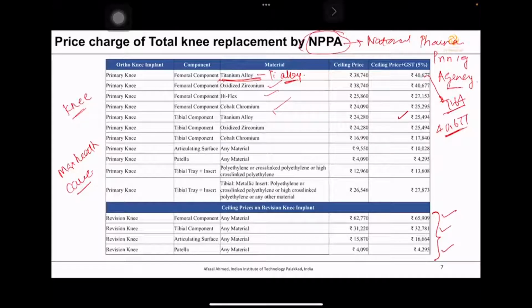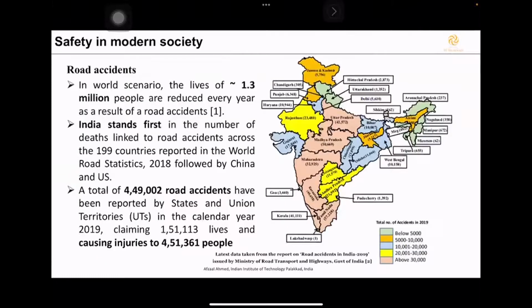But still, there are a lot of challenges to overcome. We'll talk about those things in some of the coming slides.